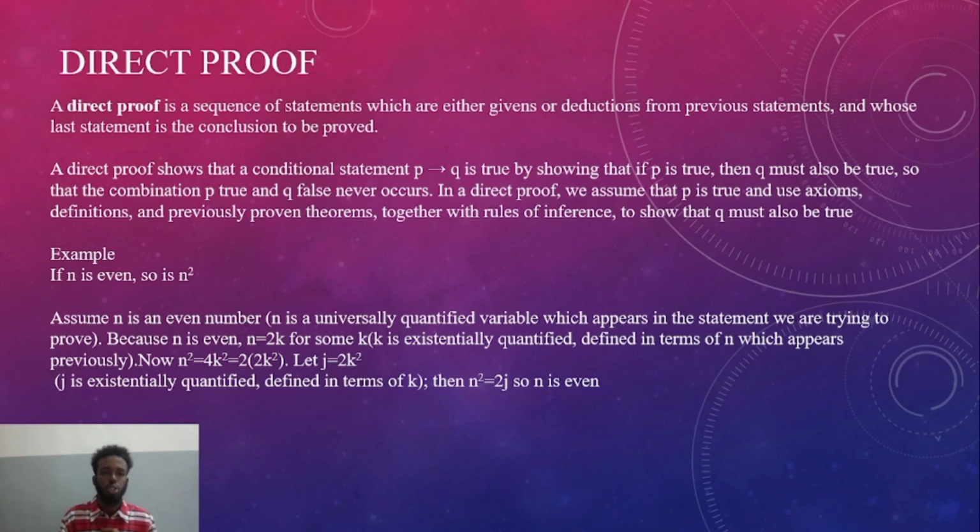Today I'm going to explain this subtopic of logic. It's called direct proof. So what is direct proof? A direct proof is a sequence of statements which are either givens or deductions from previous statements, and whose last statement is the conclusion to be proved.